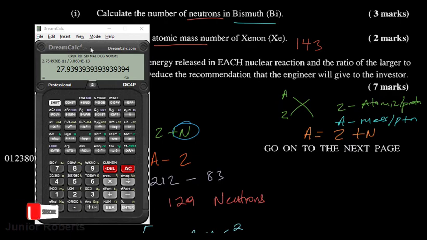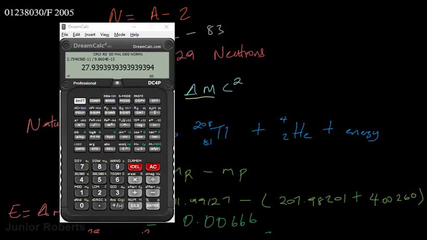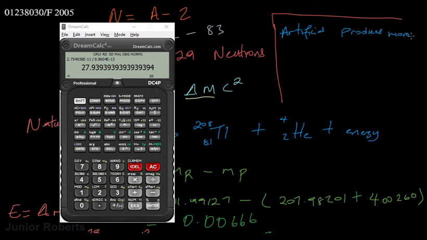So we can make a note right here. So the artificial produces more energy in the ratio of approximately 28 to 1, right? So that would be the ratio when comparing the artificial to that of the natural. So in other words, the natural will produce far less energy than our artificial process.